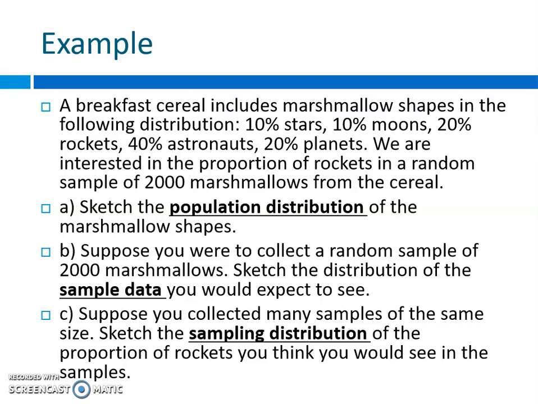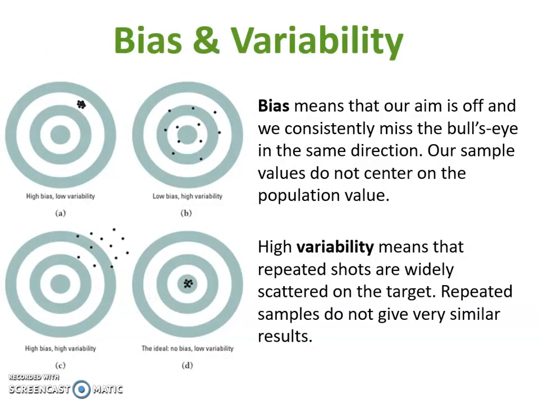And then for C, suppose you collected many samples of the same size, sketch the sampling distribution of the proportion of rockets you think you would see in the samples. Well, in the population, there are 20% rockets, okay? So you would think most of your samples would be about 20%, but you could have some more, some less, but it would basically be centered around 20%. So again, a histogram actually would be better for that one. Or you could do a dot plot.